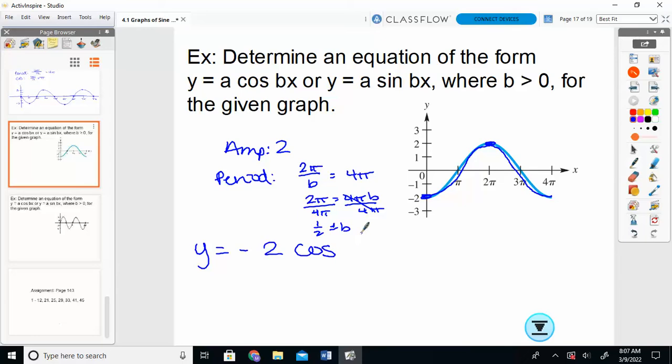How did you get 4 pi? I looked at this graph, how long it took to get to the end. So one period ended here. After 4 pi, it's just going to repeat the same thing. So that means the coefficient on x has to be a 1/2. So my graph is negative 2 cosine of 1/2 x.